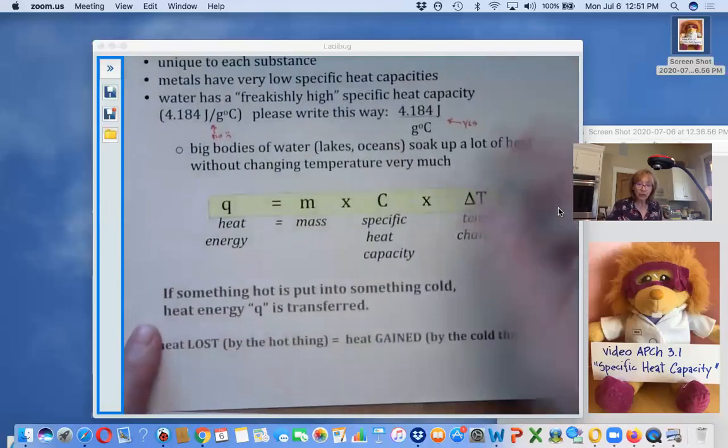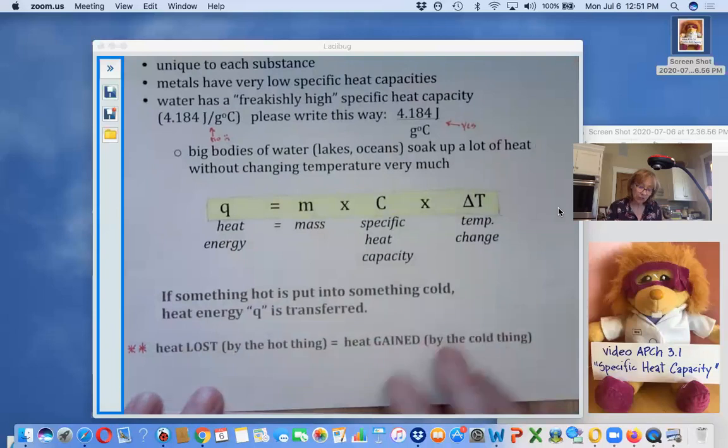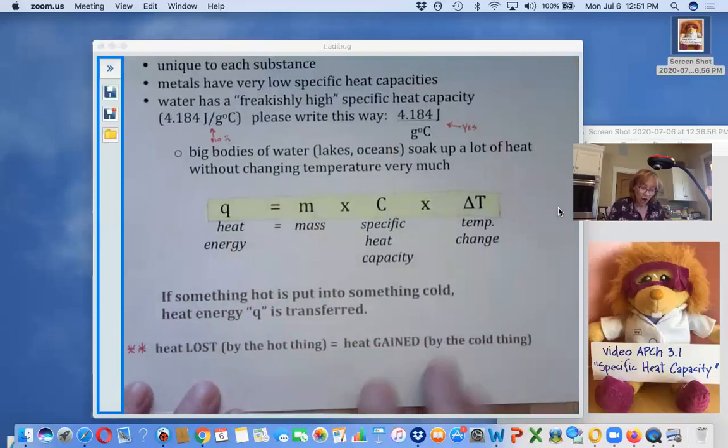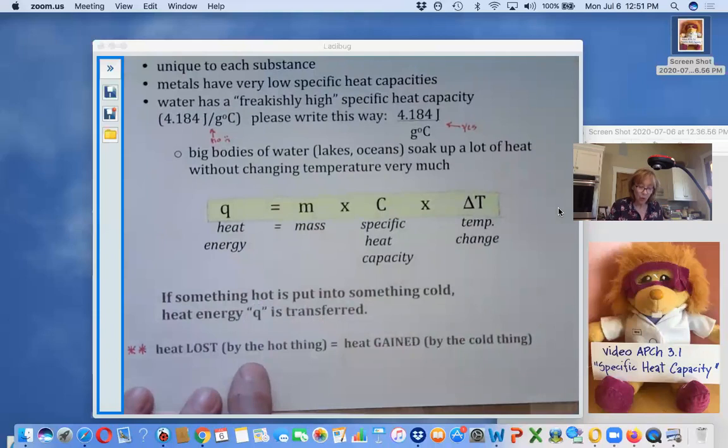2 more notes here about heat energy. If something hot is put into something cold, the heat energy is transferred, and it's always going to move away from the hot thing. It'll be lost by the hot thing and gained by the cold thing.